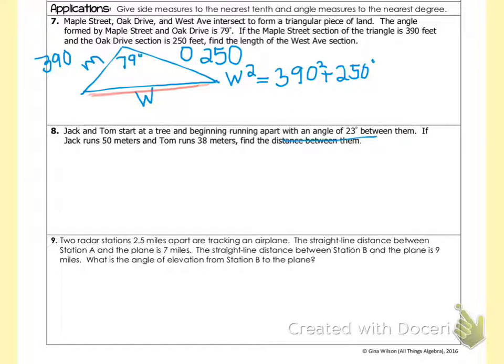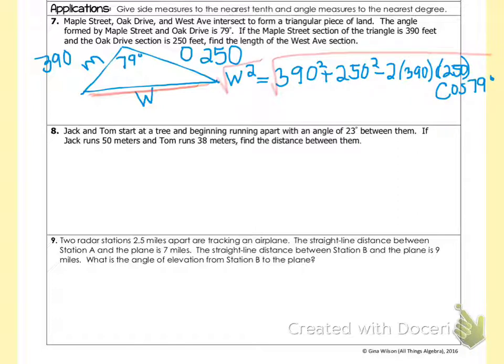Oops, that's not supposed to be degrees, sorry. That's supposed to be squared. And then minus 2 times the product of those numbers, and the cosine of the angle that they form. I'm running out of room, so times the cosine of 79 degrees. Remember, when you're finding a side, you can easily do this all in one step.